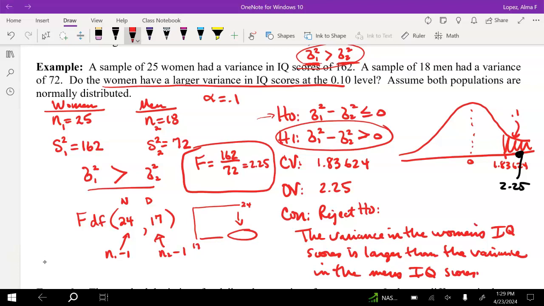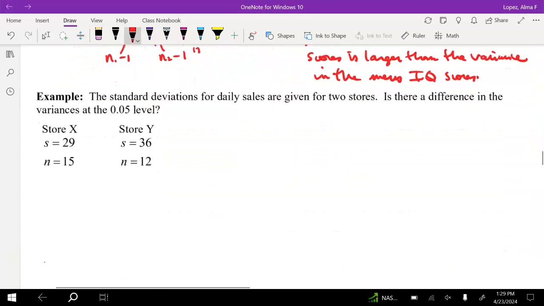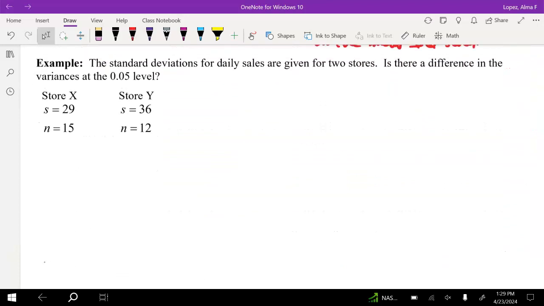All right, let's see if we can get the second one in. The standard deviations for daily sales are given for 2 stores, store X and store Y. Is there a difference in the variances at a 0.05 level? So I know it's going to be a two-tailed test, right? Sigma 1 squared is not going to be equal to sigma 2 squared. That's what that claim is. But I'm looking at my 2 variances, or actually standard deviations. This one is larger, so this is going to be sample 1, and that is going to be sample 2.